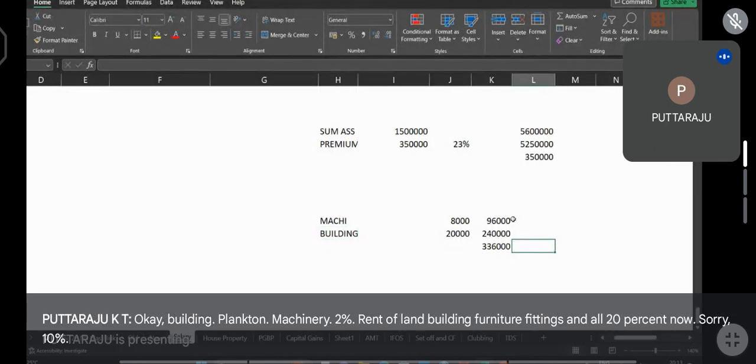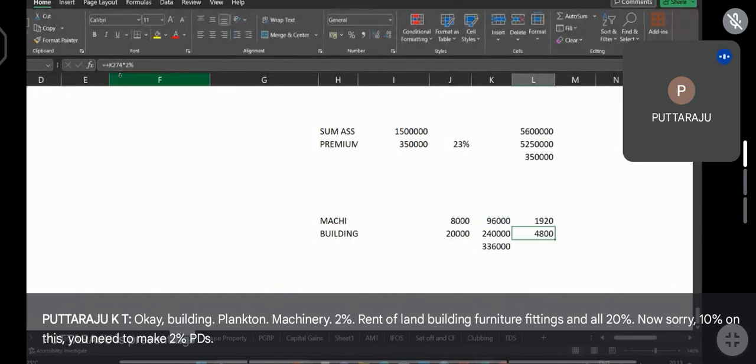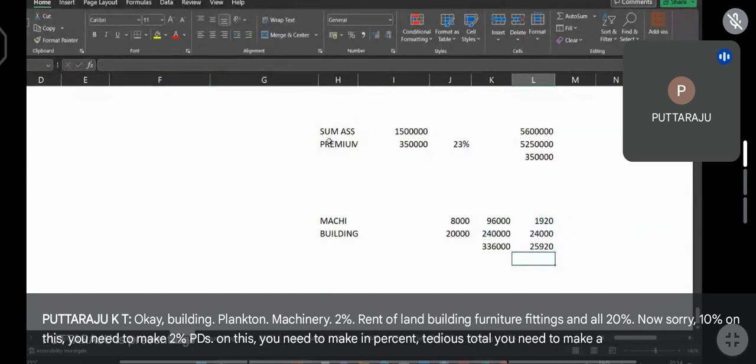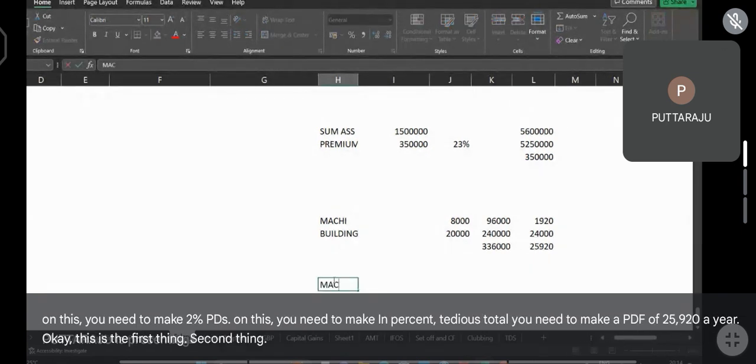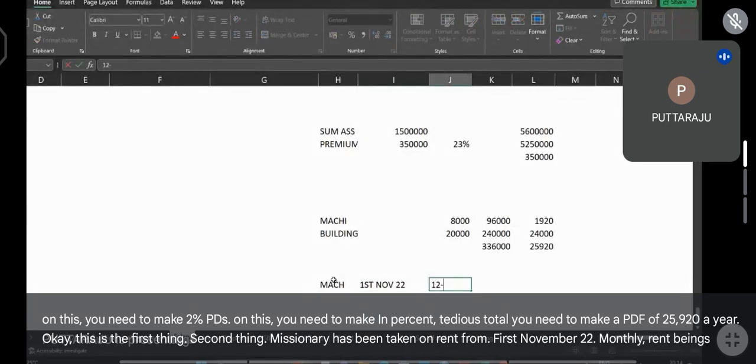On this you need to make 2% TDS. On this you need to make 10% TDS. In total you need to make a TDS of 25,920 in a year. Okay, this is the first thing. Second thing: machinery has been taken on rent from 1st November 22, monthly rent being 12,000.